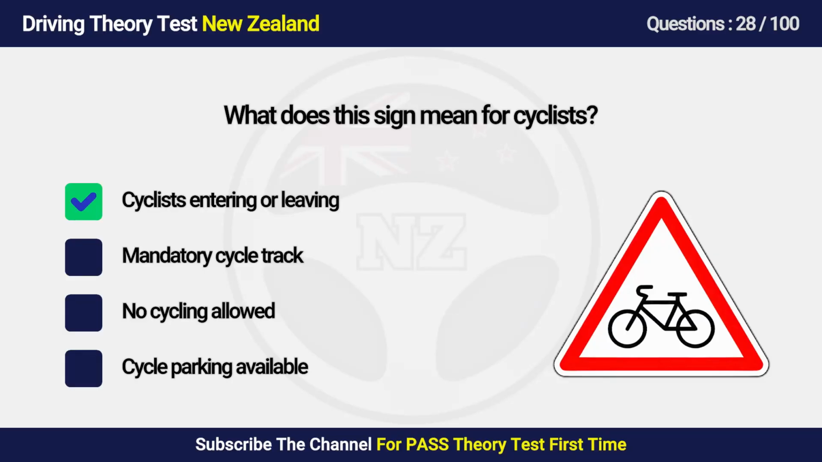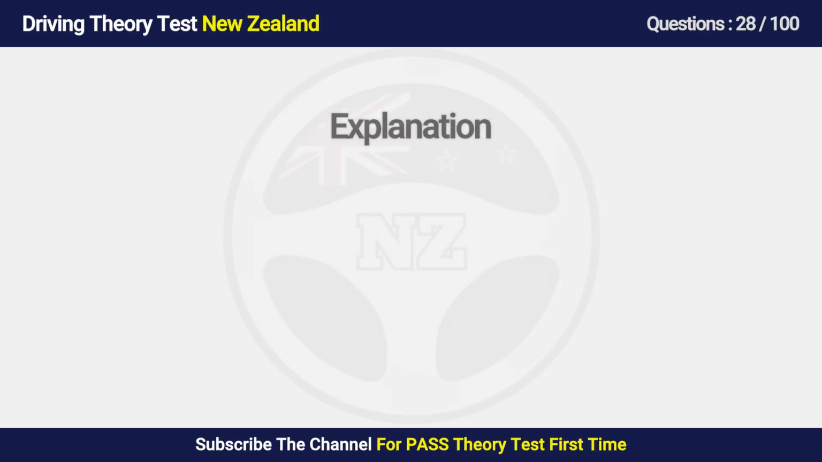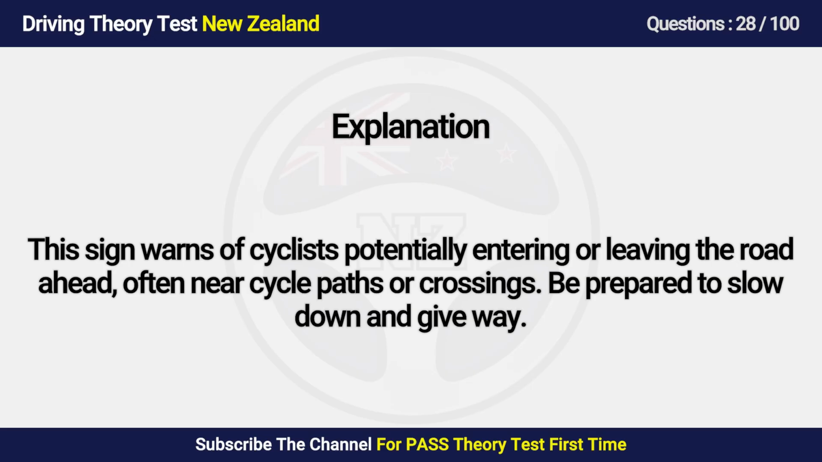Answer is A. Cyclists entering or leaving. This sign warns of cyclists potentially entering or leaving the road ahead, often near cycle paths or crossings. Be prepared to slow down and give way.